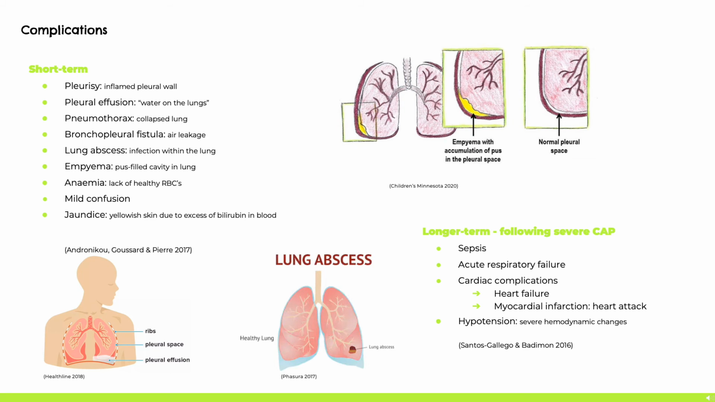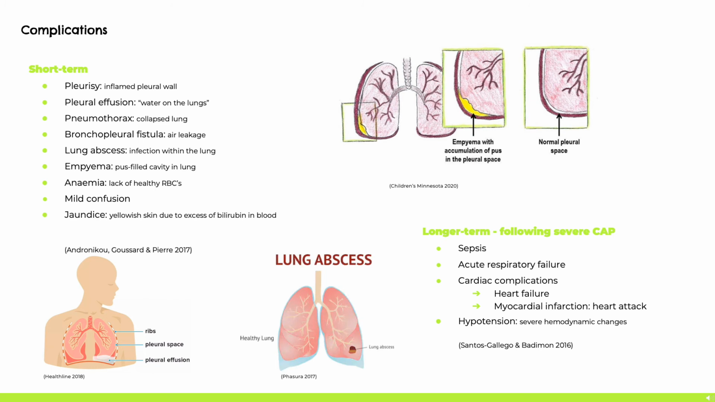Pleurisy is a common complication that develops from inflammation of the membrane around the lungs brought on by pneumonia and may progress to pleural effusion. Pleural effusion is a build-up of excess fluid between pleural layers outside the lungs, resulting in what people refer to as water on the lungs. This can lead to shortness of breath, chest pain, and a cough as previously discussed during the signs and symptoms slide. Approximately 1% of children diagnosed with pneumonia develop pleural effusion.